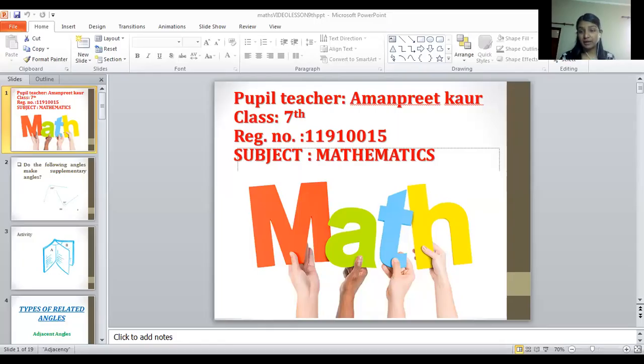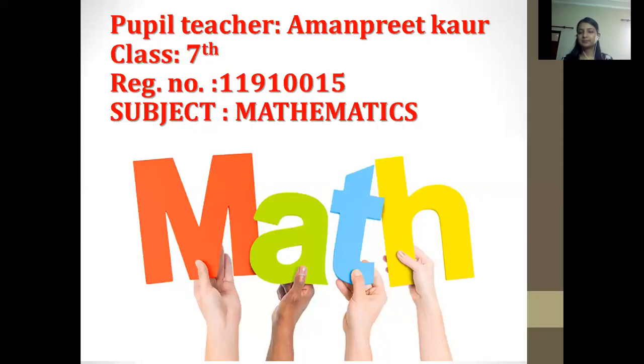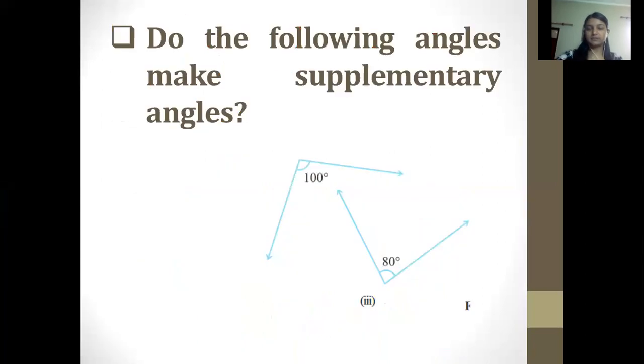So, students, what we have done in previous class, I hope you all remember that. Okay, I'm giving you a few seconds to think about it. Here's a question in front of you with the help of which you can have an idea about what we have done in previous class. We were doing lines and angles, then we did complementary angles and supplementary angles. Here's a question, you have to read it out. You have to confirm that these two angles are making supplementary angles or not.